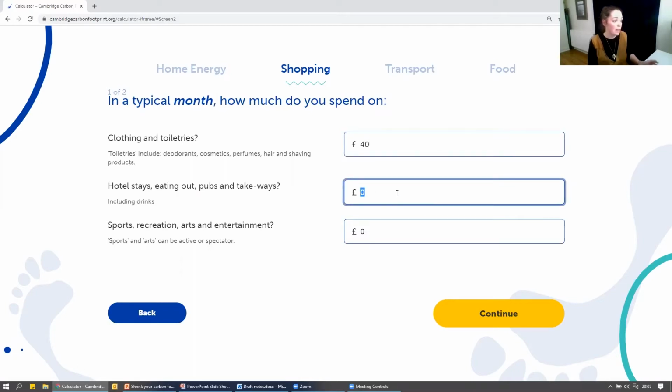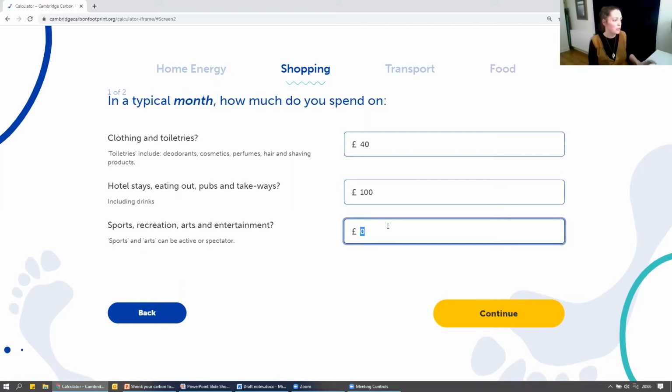Hotel stays, eating out, pubs and takeaways. So if I'm averaging this over 5 years and I'm including hotel stays, we might go away for a week a year, and we eat out semi-regularly. So I'm going to say on a typical month, averaged across a year, that's £100.